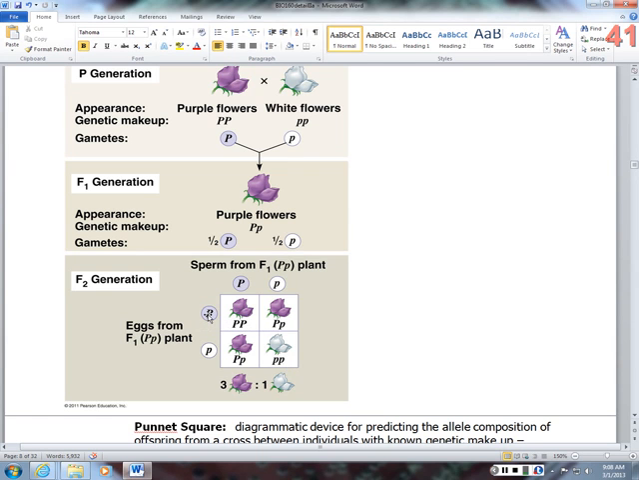So when you look at this, this is what your odds are, 3-to-1 of them being purple.